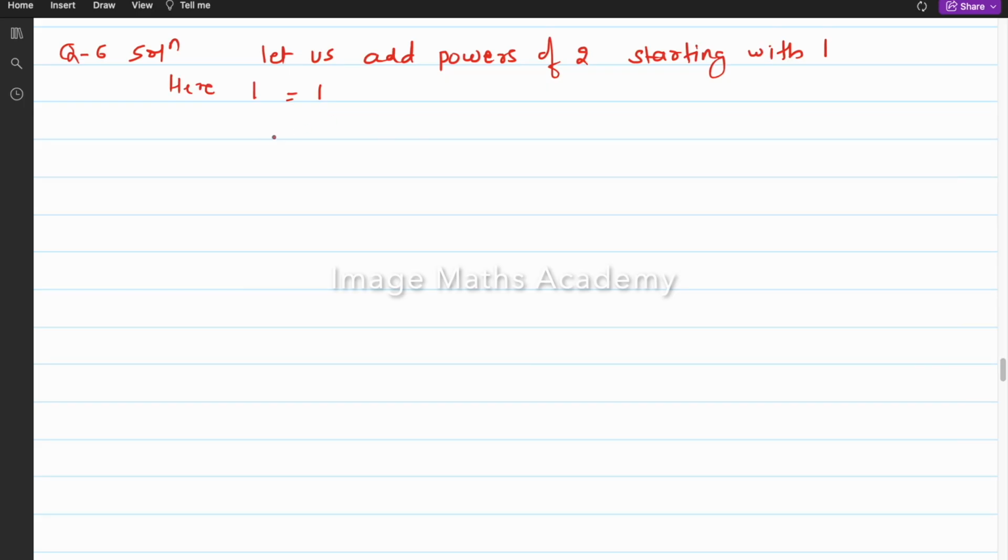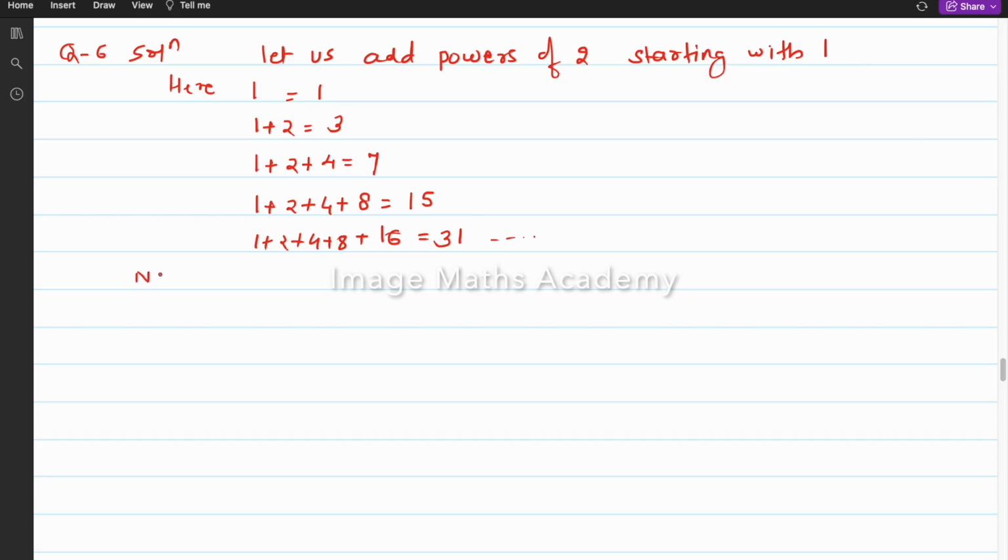Here 1 is equal to 1, then 1 plus 2 is 3, then 1 plus 2 plus 4 which is equal to 7, then 1 plus 2 plus 4 plus 8 which is equal to 15. Then 1 plus 2 plus 4 plus 8 plus 16 which is equal to 31, and so on.